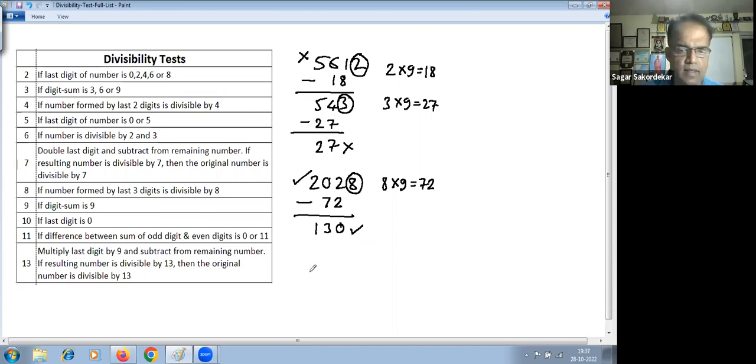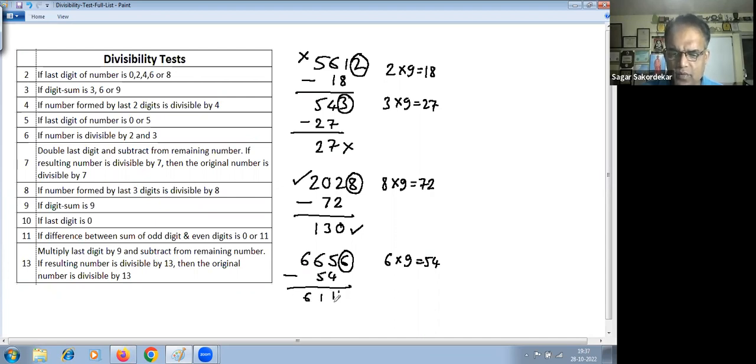Next, another example, say 6656. Take the last digit, that is 6, multiply by 9. 6 9s are 54. Subtract it from the remaining part of the number, that is 665 here. 5 minus 4 is 1. 6 minus 5 is 1. 6 1 1. So you cannot decide.